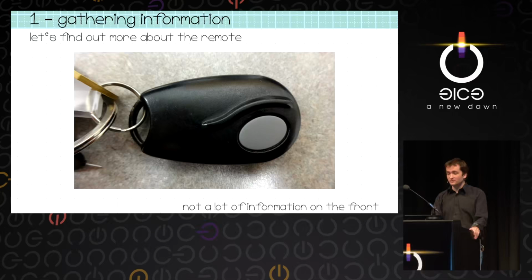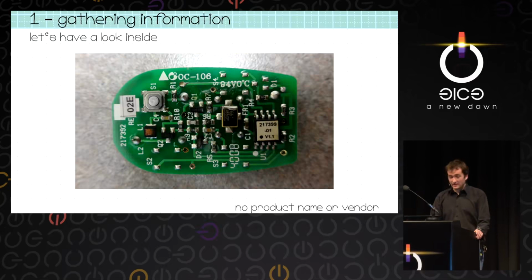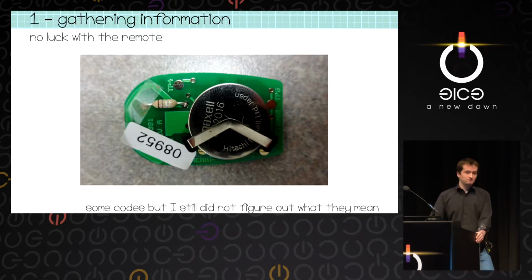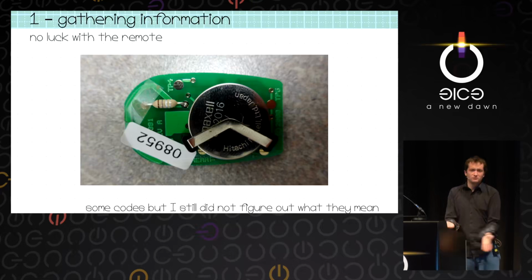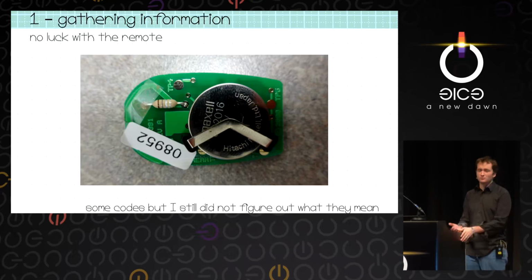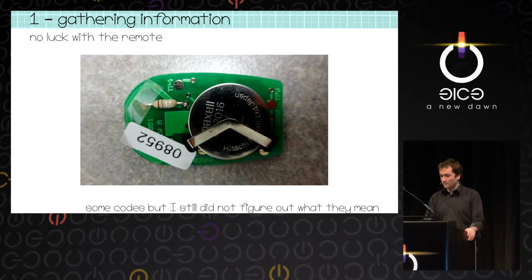We can see on the front, there's not a lot of information. On the back, nothing written. There is even a sticker missing. And if you open it, you see that the electronics are pretty simple. It doesn't have a lot of components, but it doesn't tell you who is the vendor or what the product is. On the back, too, it doesn't tell you. There are even two stickers with, I think, the code which is transmitted, but I never really figured out how they encoded it, how they transmitted it. It's not too important, though. But we didn't find any information.